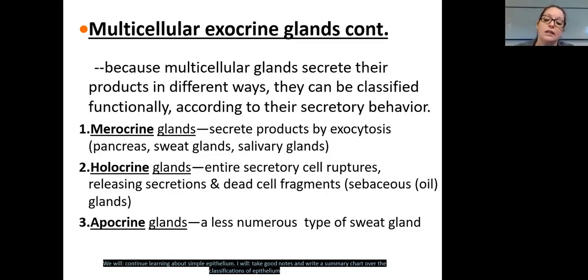Holocrine glands, the entire cell ruptures, releasing secretions and dead cell fragments. So oil, you wonder why you get pimples in your oil glands on your face, because you're actually creating pus with the dead cell fragments. And then apocrine glands are a less numerous type of sweat gland. Merocrine glands are your most common type. Apocrine glands are the ones that basically cause body odor. There's less of them, thank God, but they do exist.